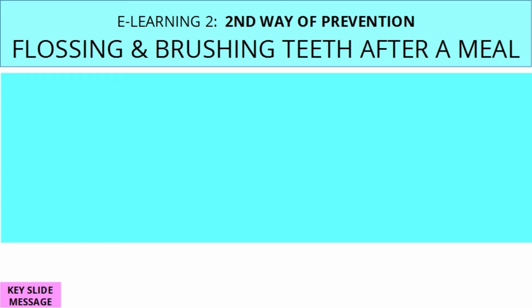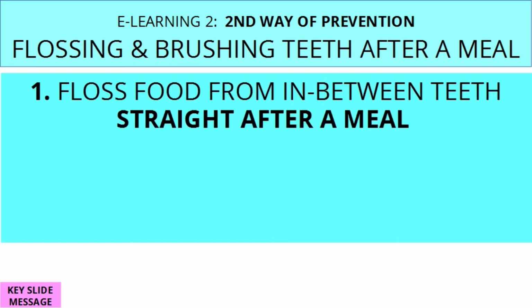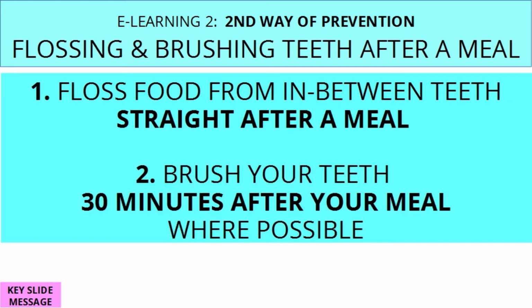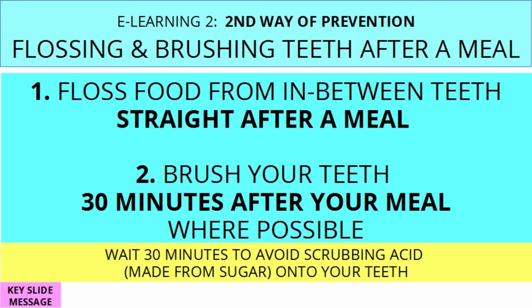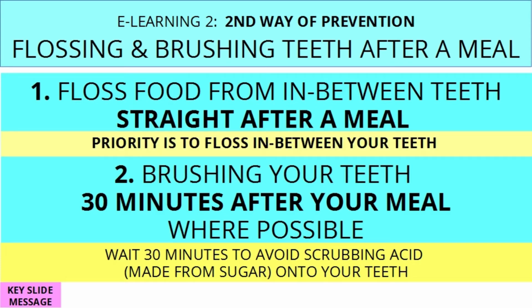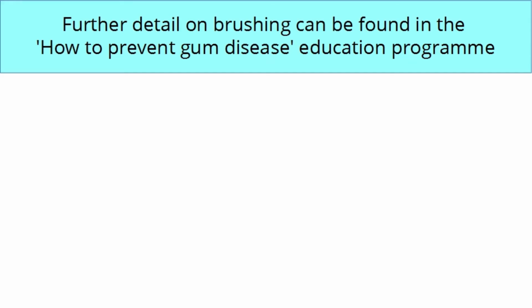Second way of prevention: flossing and brushing teeth after a meal. 1. Floss food from in between teeth, straight after a meal. 2. Brush your teeth 30 minutes after your meal. Where possible, wait 30 minutes to avoid scrubbing acid, made from sugar, onto your teeth. The priority is to floss in between your teeth. Further detail on brushing can be found in the How to Prevent Gum Disease education program.